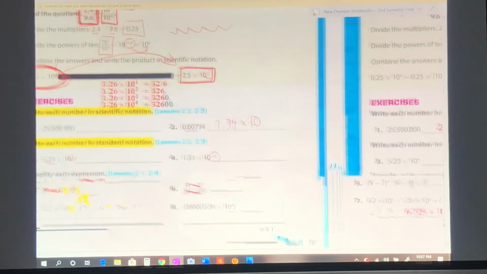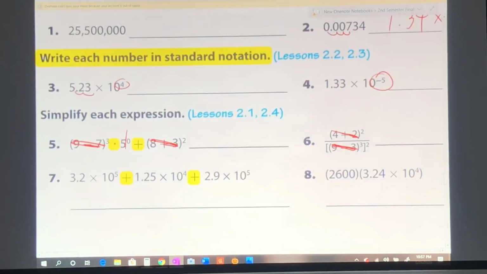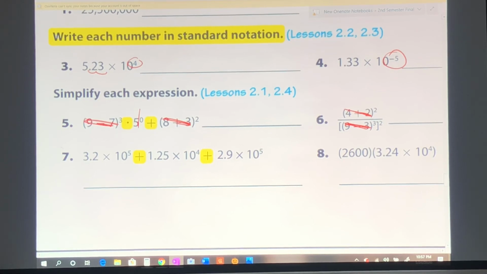I'm not trying to show any more of this stuff because I don't want to give all the answers away. And 7 and 8, I'm going to show you these. Because see how this is to the fifth power, and that's the fourth power, and that's the fifth power? You got to switch this into a number that's 10 to the fifth power. So you'd have 0.125 times 10 to the fifth, something times 10 to the fifth, and then all you're doing is multiplying 3.2 times 0.125 times 2.9, and whatever you get, you'll see, I'll show you.